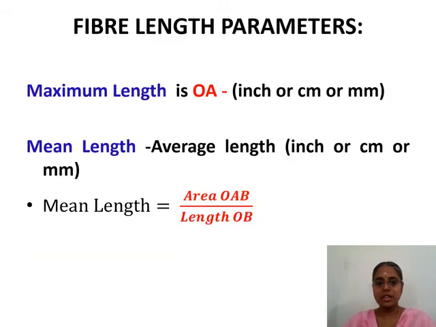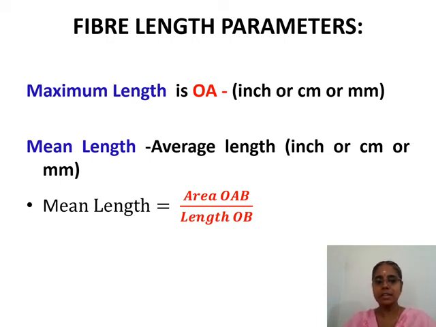So we'll now see what are the various parameters. Maximum length can be found in the sorter diagram, which is a measure of OA. It can be measured in inches, centimeters, or mm. For all the parameters you have to use the same unit. If you use inches for maximum length, then you have to use inches for mean length, effective length, and others. If you use centimeters, commonly use the same scale.